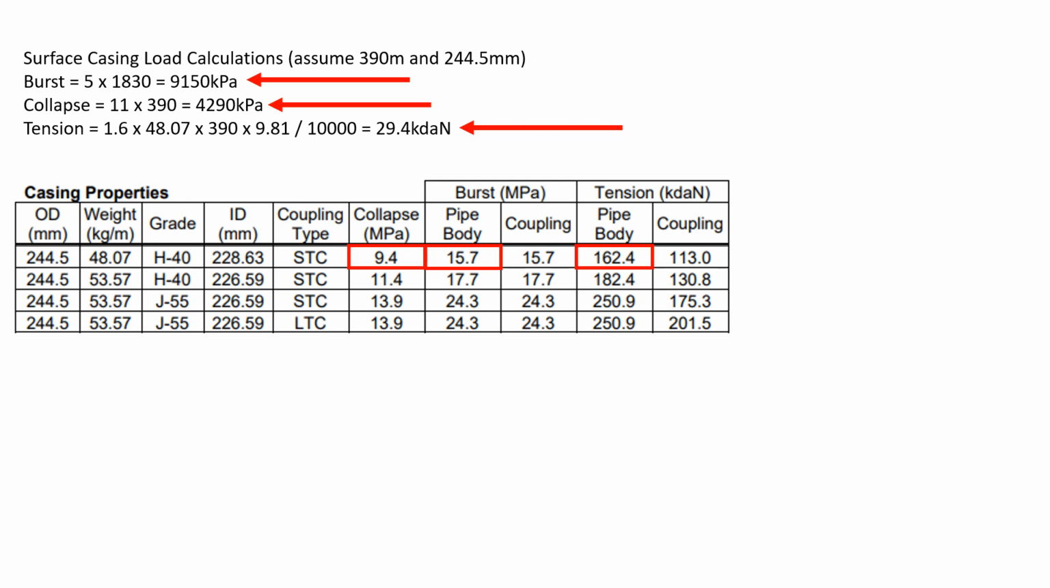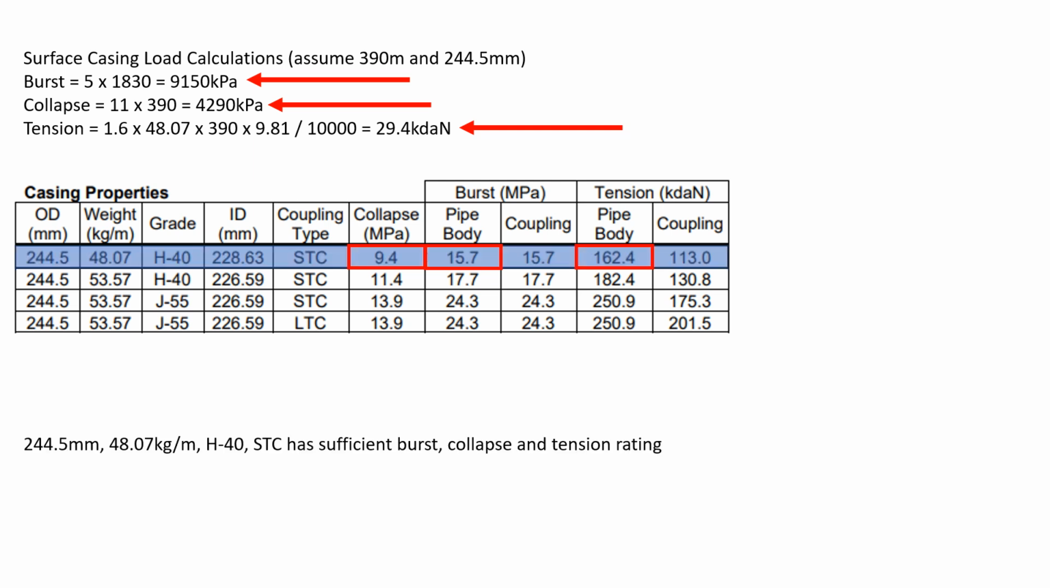So this casing, 244.5, 48.07 kilograms per meter, H40 STC has enough burst, collapse, and tension ratings, so we can use it.